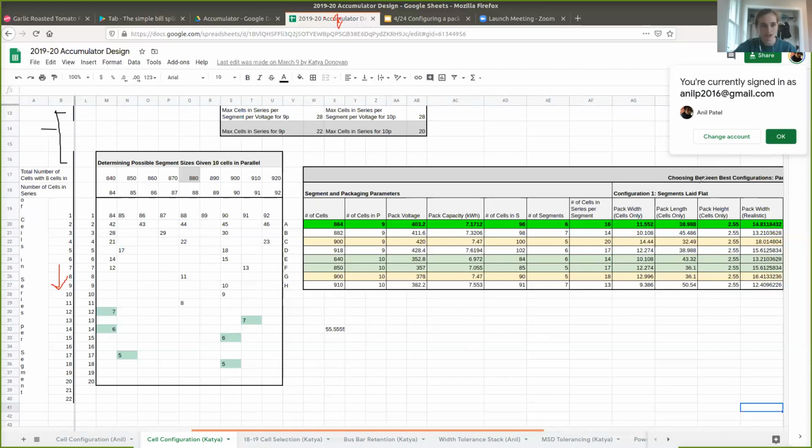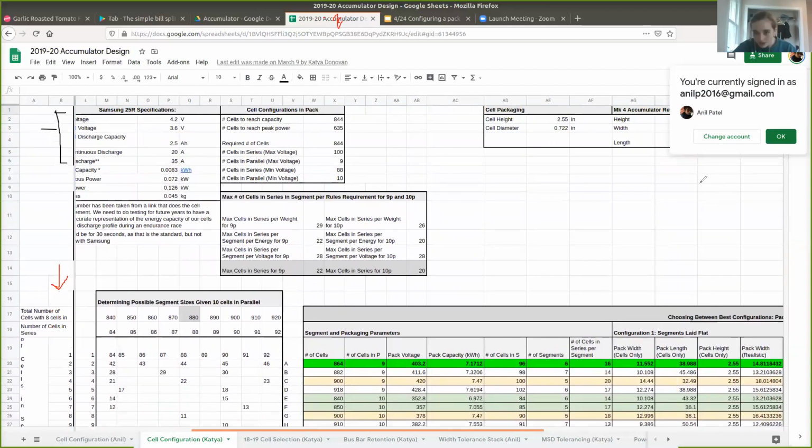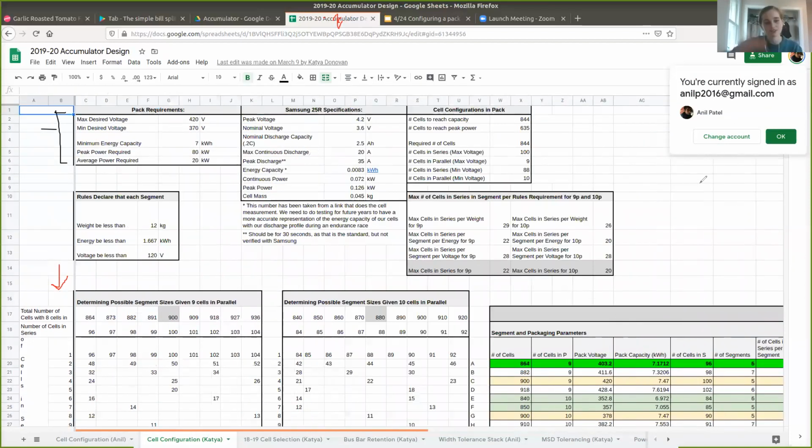So I think if you scroll up, yeah, so if you scroll up, it's not even really, I don't even think I chose it. 12 kilograms is so high compared to what our segments weigh that I didn't even put it as a factor in figuring it out, to make sure that we're not over it.